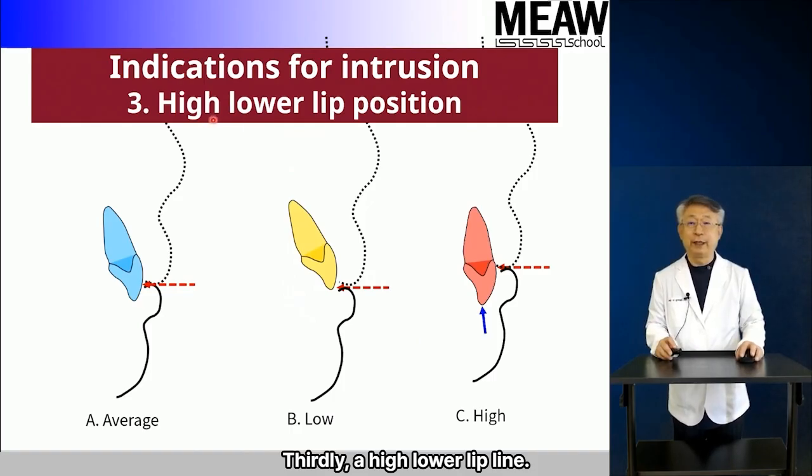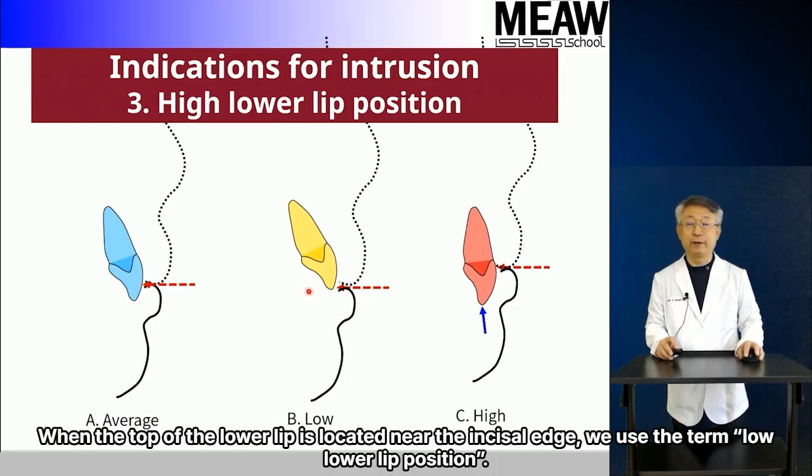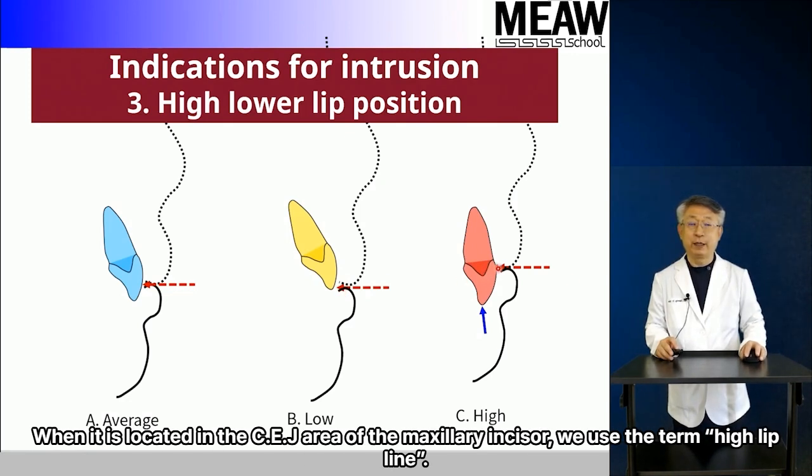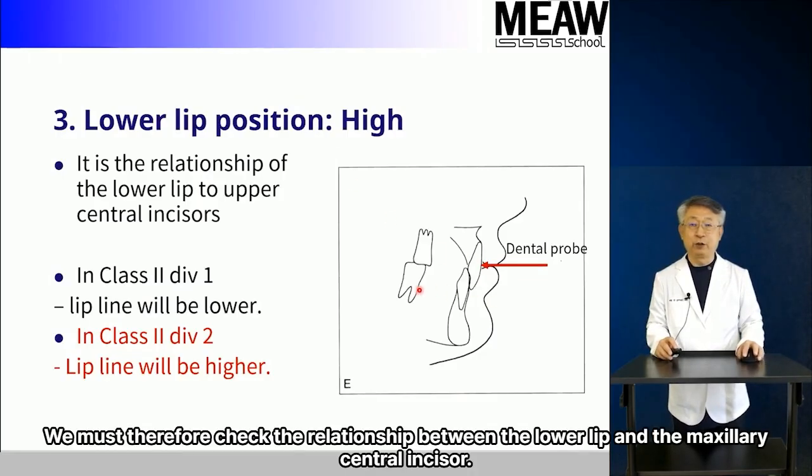Thirdly, a high lower lip line. The top of the lower lip is usually located at the incisal 1/3 of the maxillary incisor. When the top of the lower lip is located near the incisal edge, we use the term low lower lip position. When it is located in the CEJ area of the maxillary incisor, we use the term high lip line. The lower lip position is very important clinically. We must therefore check the relationship between the lower lip and the maxillary central incisor.